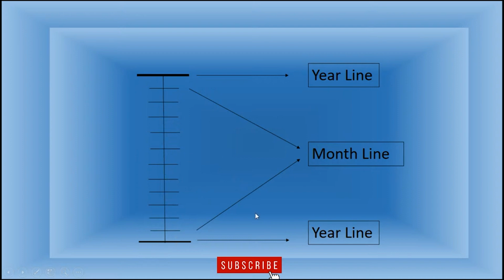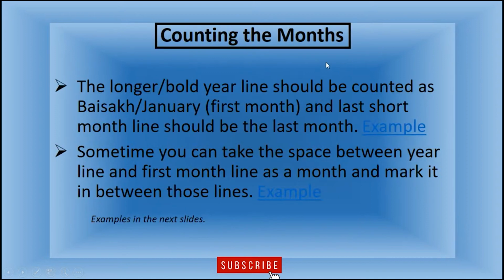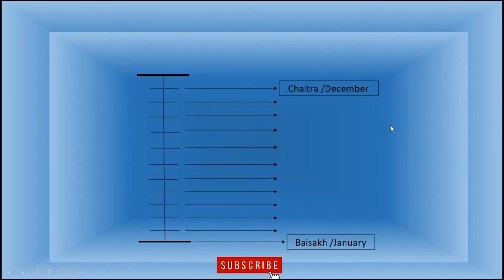So in this way. Now, the main problem the students have is while counting the months. They make mistakes in counting the months. The longer or bold year line should be counted as Baisakh or January, the first month, and the last short month line should be the last month. This is very easy. So look here, always remember this very necessary tip for you.